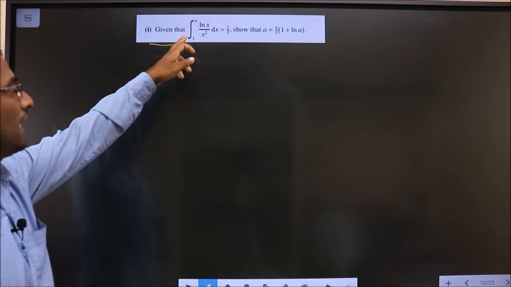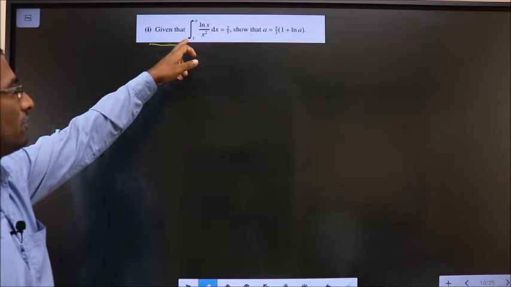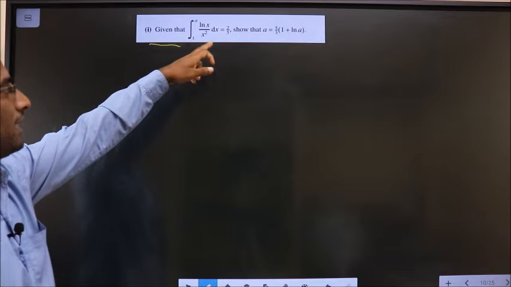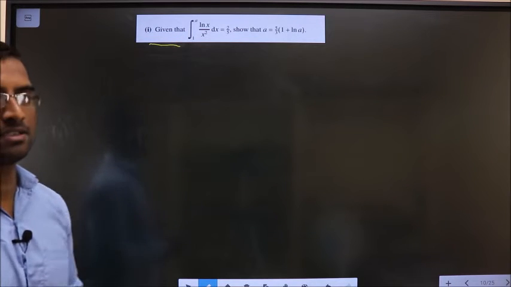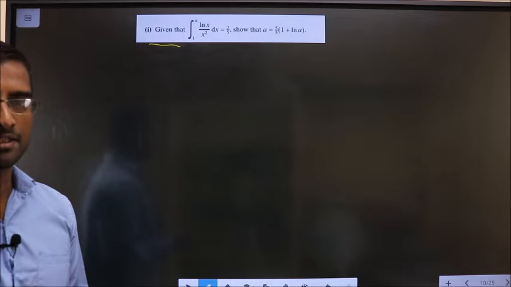Given that the integration of ln x by x square, with limits from 1 to a, is equal to 2 by 5, show that a equals that much. How do you do this sum?